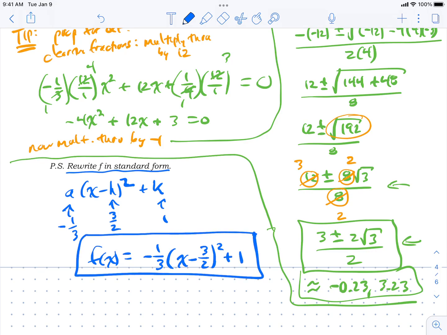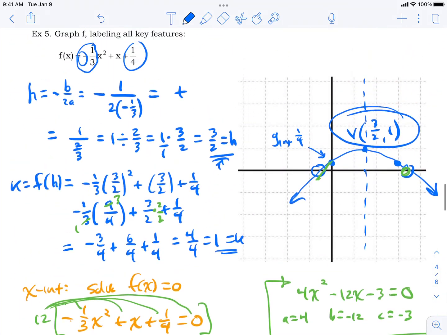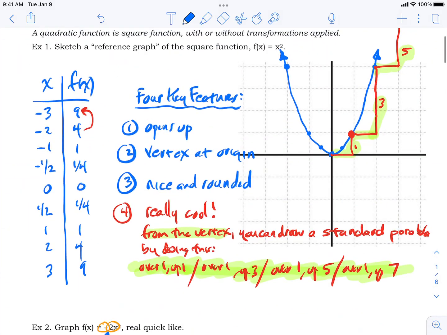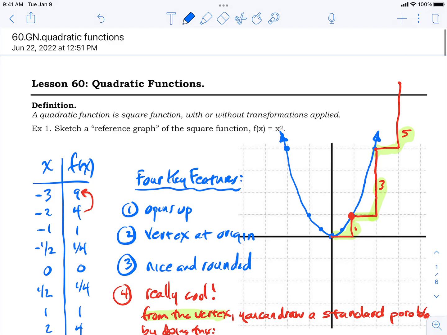Wasn't that fun? All right, well, that's a nice whirlwind coverage of everything you ever wanted to know about quadratic functions, except that we're going to have lesson 61, which is we're going to apply these things to real life, which will be, in my mind, that's the fun part.